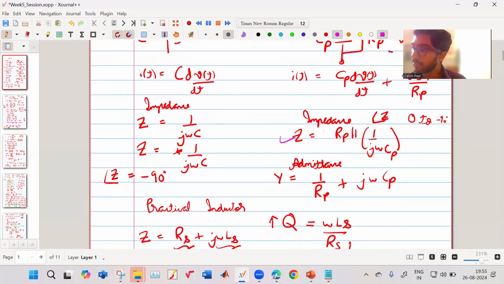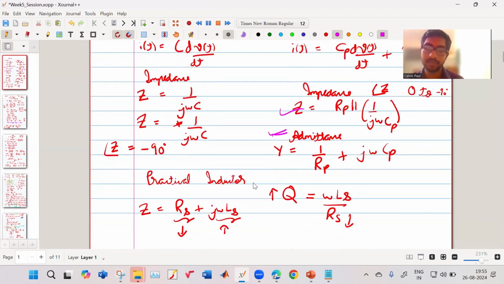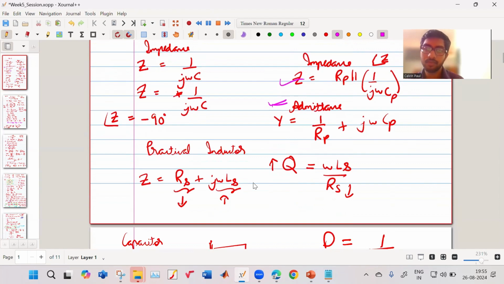This is the impedance, and this is the admittance. So parallel RC is easier to write the admittance. Okay? It is easier to write the admittance for parallel RC. Now, practical inductor, we considered how Q factor is given by omega Ls upon R. So my L should be as high as possible, my resistance should be as low as possible. Then my inductor is as close to the ideal condition. So the quality of the inductor is good.